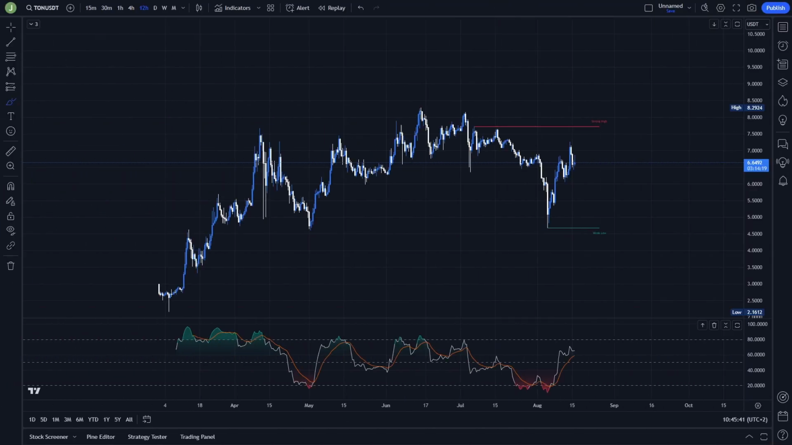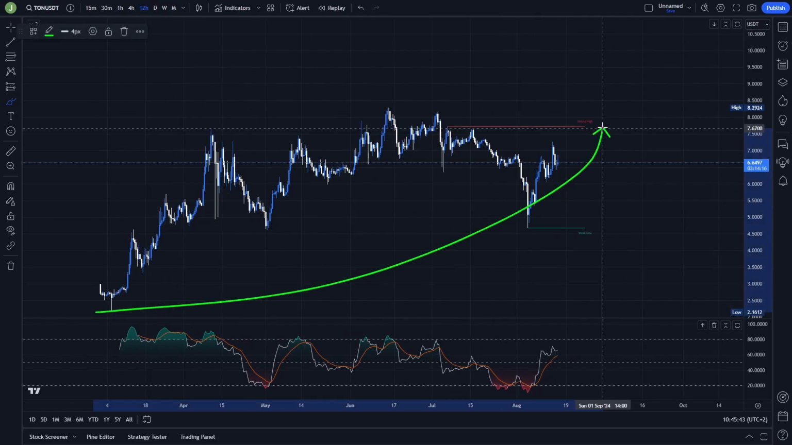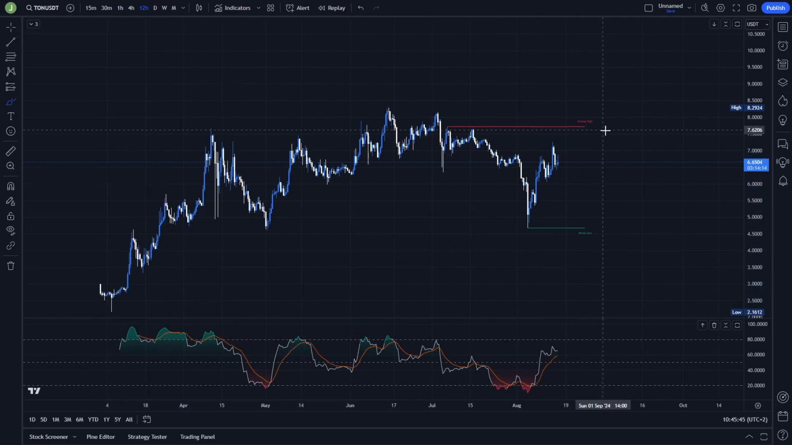If we take a look at the longer time frame, you can see that here we are in a heavy bullish uptrend. So me personally, I think it's only a matter of time until we break the new all-time high and we go to higher levels.